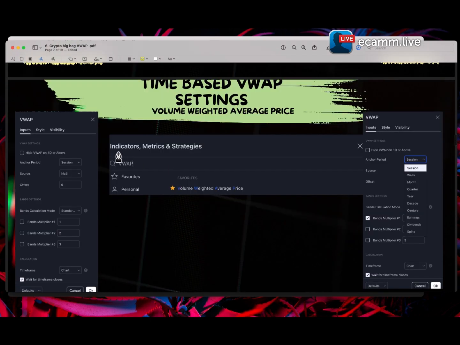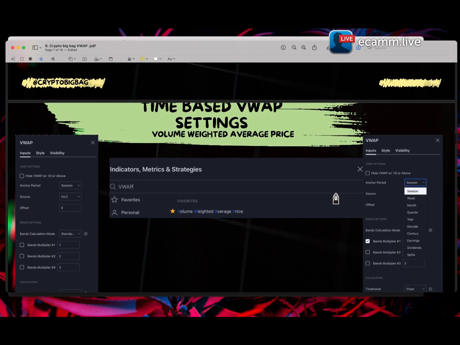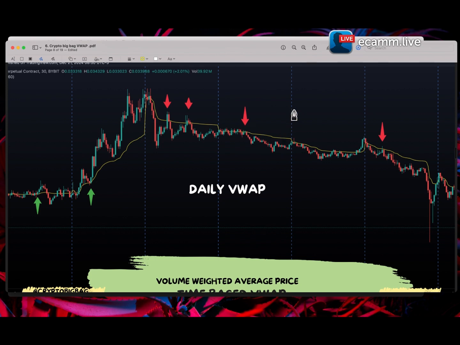You go to your indicators, type VWAP, volume weighted average price, and this is the setting that I use. You can choose whether you want daily, weekly, monthly, or yearly VWAP. You can just copy the settings and place it on your chart. As you can see, each of these vertical lines represents the beginning of each day.